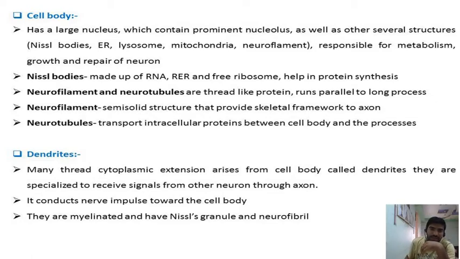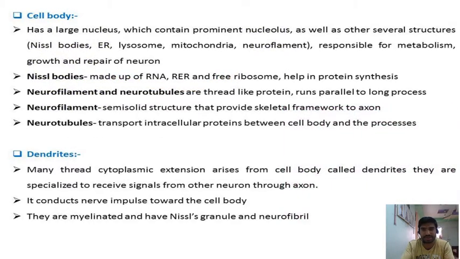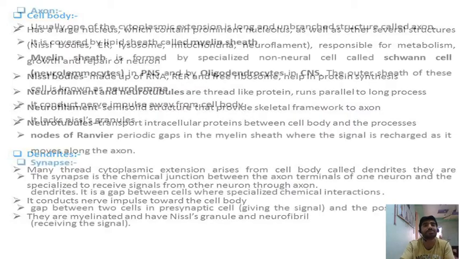They contain Nissl granules, and these are special types of neurofibrils. This is shown in the diagram. These are dendrites, the various branch-like structures, composed with the cell body through the Nissl bodies and neurofibrils.